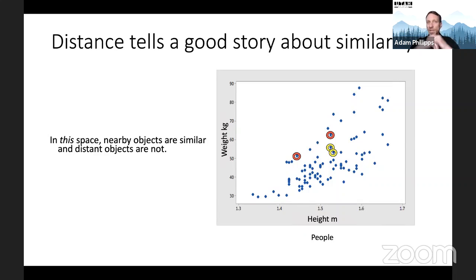Say I want to find similar people. So I can build a space that describes people. We'll just do a two-dimensional space, height and weight. And then we go ahead and measure distance between these guys. You can do the math to measure distance between them, but it's really easy to visualize in a graph like this, a scatter plot.